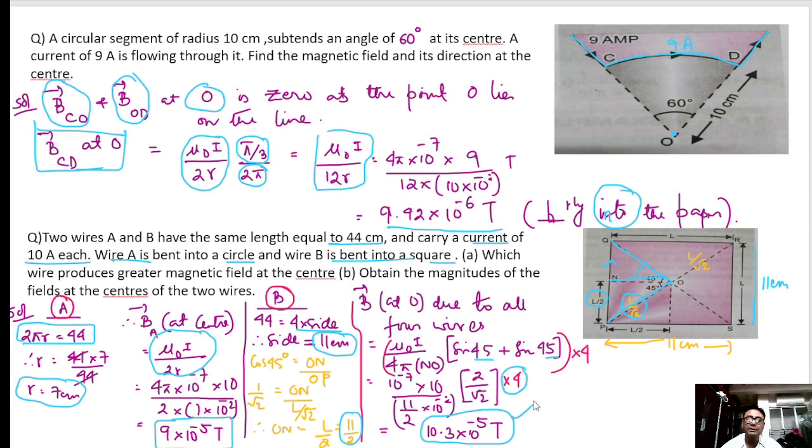So now we can see that the magnetic field due to the square is more. The magnetic field due to the square is much more than the magnetic field due to the circle at the center. Clear?